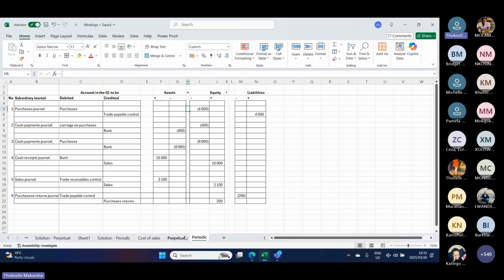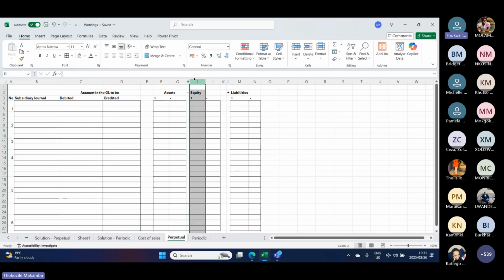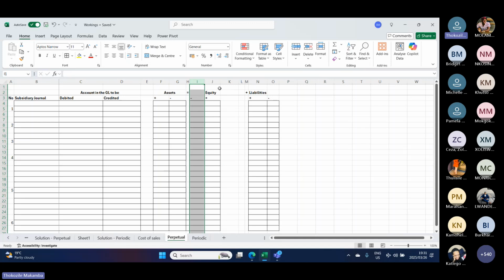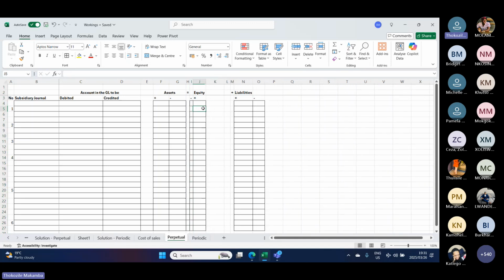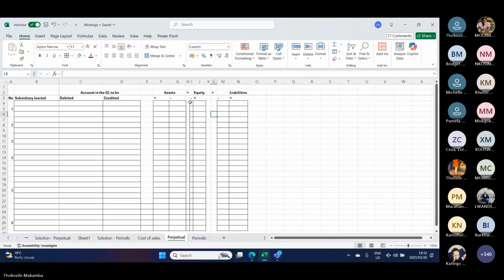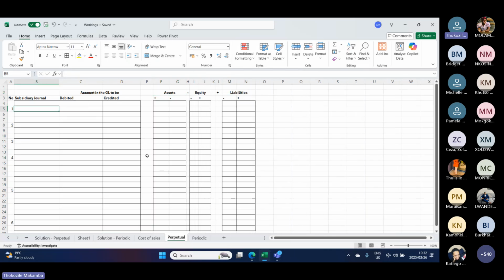Cool. So then let me go to the perpetual. I'm assuming I'd have to do the same for the perpetual. Right, so my minus. It confuses me a little bit, this one, but anyways, I can work with it. Take that liabilities. Okay, cool. All right, first transaction.